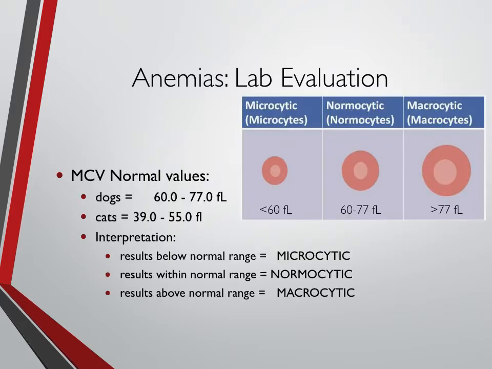Normal value for a dog is between 60 and 77 femtoliters. Cats, because they have smaller red blood cells in general, the MCV on these guys is going to be 39 to 55 femtoliters. If we have a value below the normal range, for instance in this image where we see the value is less than 60 femtoliters on the left, then we have a microcytic sample. Within the normal range we have a normocytic sample, and then above the normal range is macrocytic.